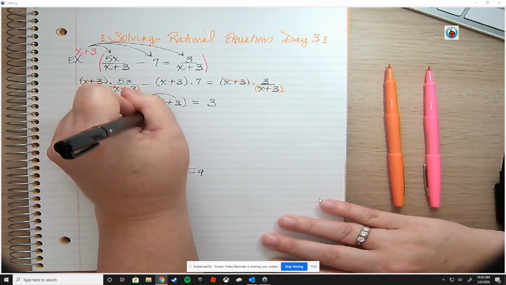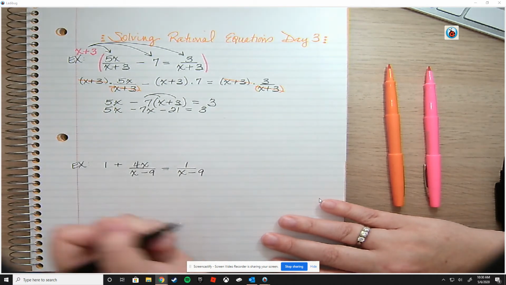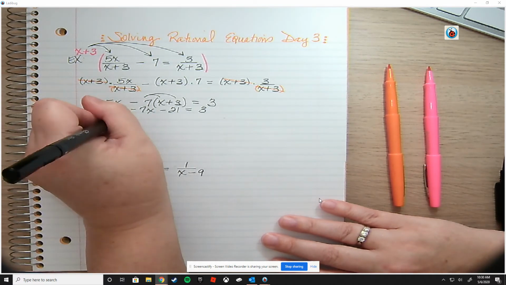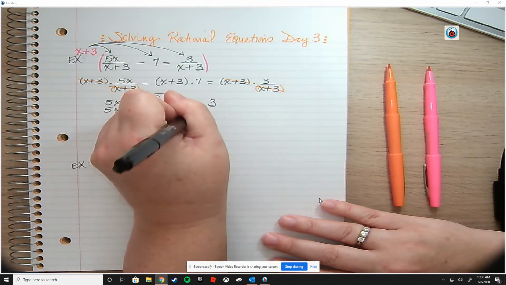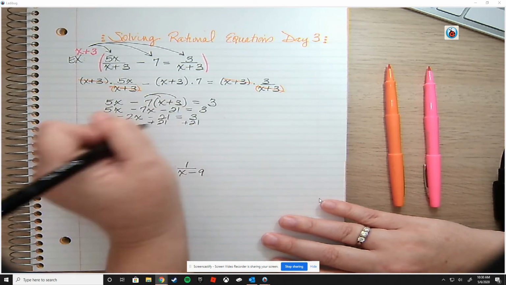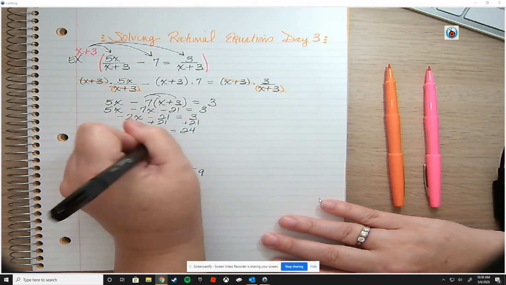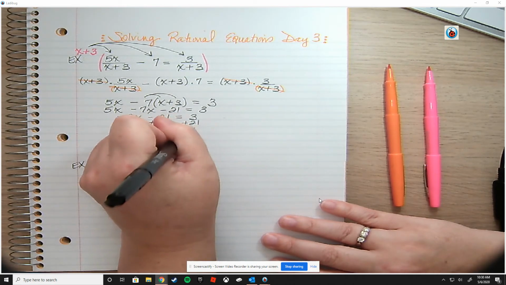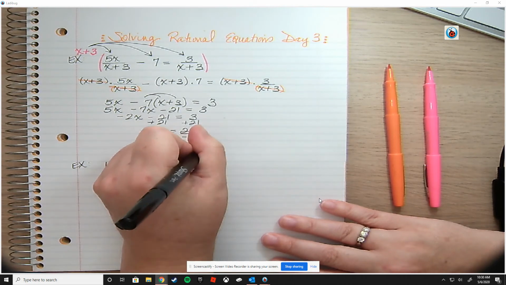So 5x, and now I'm going to distribute. So minus 7x minus 21 equals 3. 5x minus 7x, combine like terms. So minus 2x minus 21 equals 3. I'm going to add 21 to both sides. So negative 2x equals 24. Divide by negative 2. x equals negative 12.